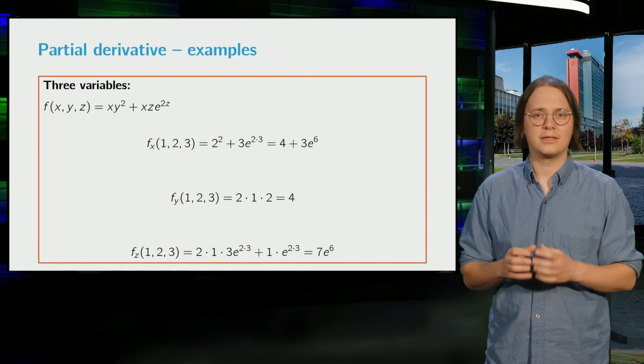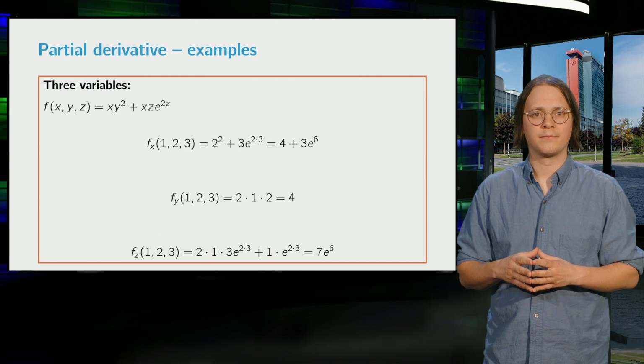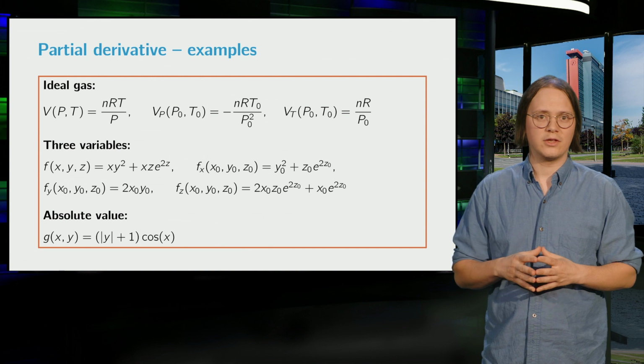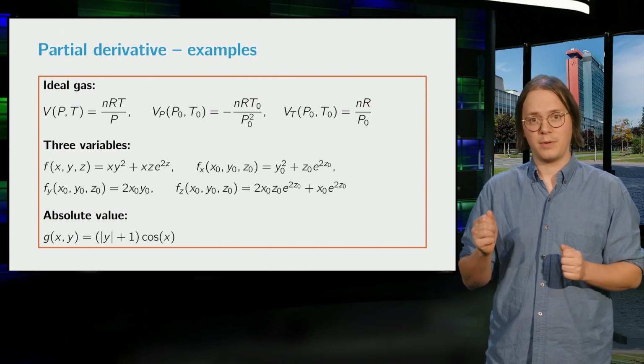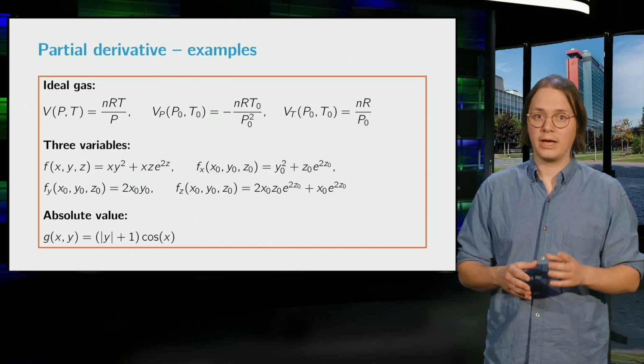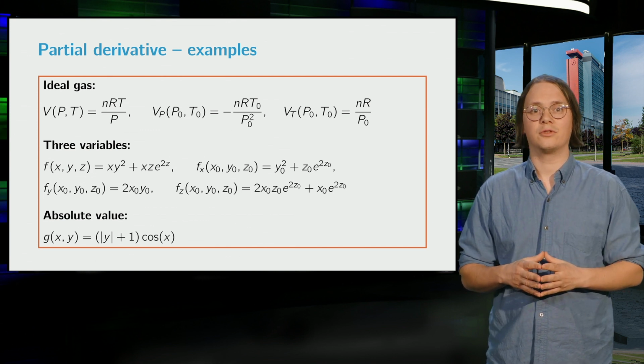Let's try one final example to top things off. Let's compute both partial derivatives of the function g given on the slide in the point where x0 is pi over 6 and y0 is 0. Again, pause the video and try to find the values yourself.